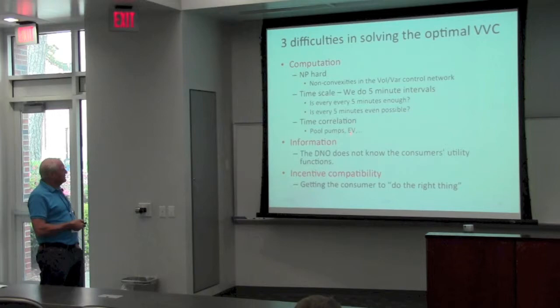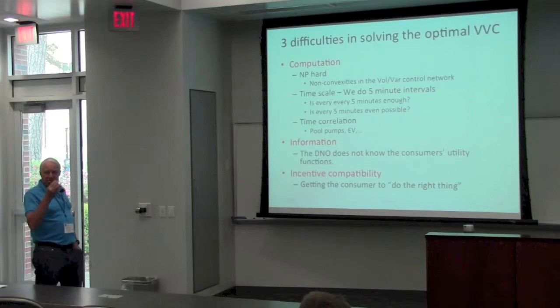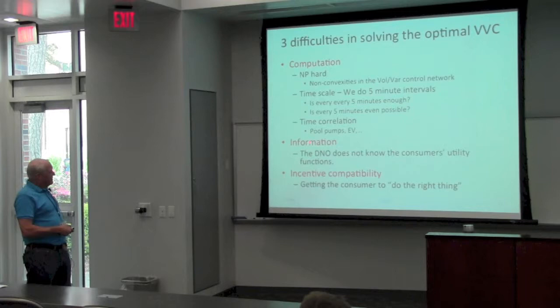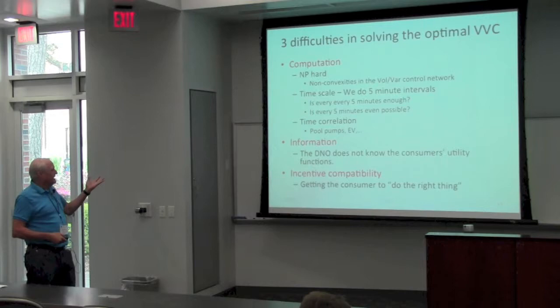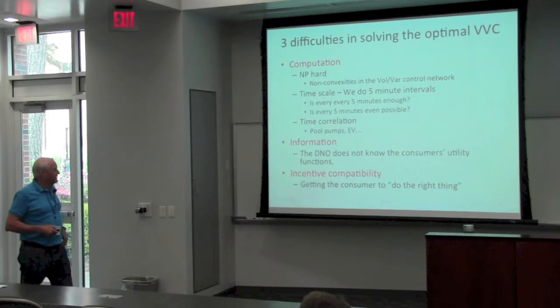Secondly, there's time correlation, which means that if you can shift things in time, you can't just compute this in terms of 5 minutes. You have to do some look-ahead planning. Information: the distribution network operator doesn't know the utility functions, so they wouldn't even be able to solve this. And there's incentive compatibility, which is how can you do this in a way that the consumers would agree to go along with you. I mean, you have to get them to do things.